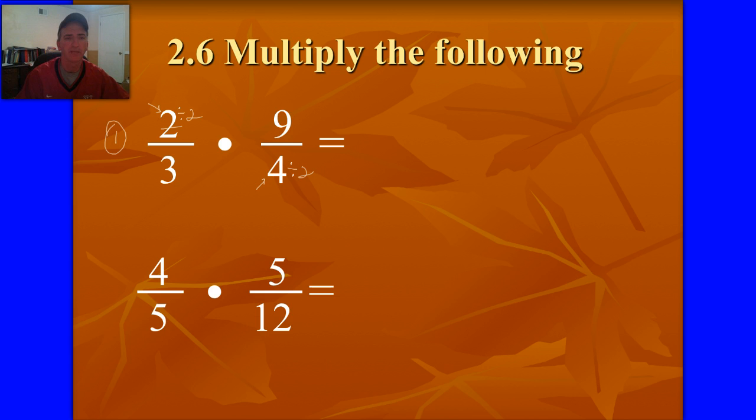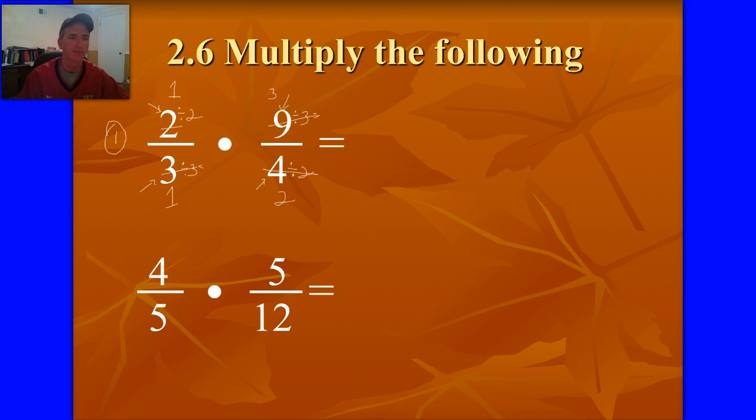So here's how we write it. We cancel that out. 2 divided by 2, and we'll replace it with 1. 4 divided by 2, replace that with 2. Now you look over here, you have a 3 and a 9. Well, they both have a common factor of 3. So 3 divided by 3 changes that to a 1. 9 divided by 3 changes that to a 3.